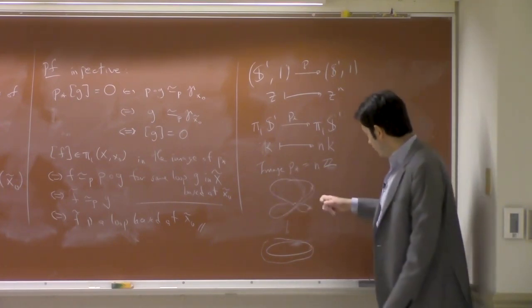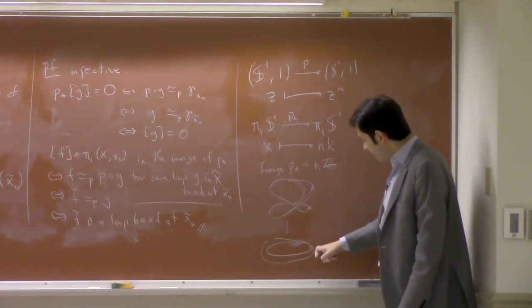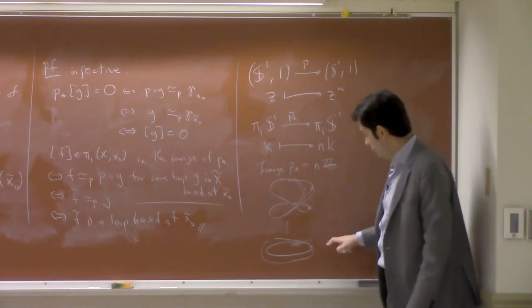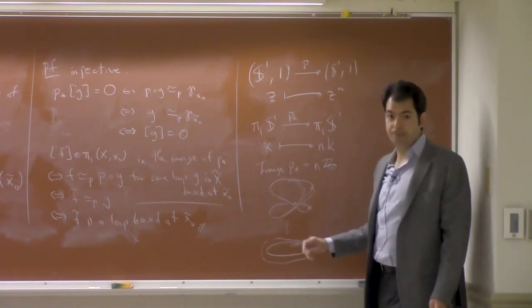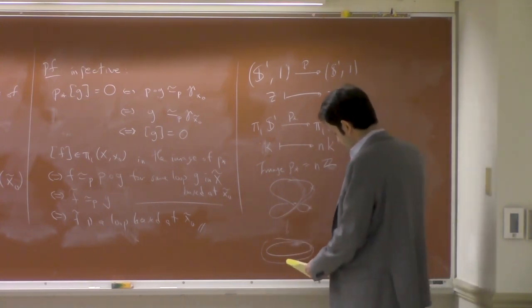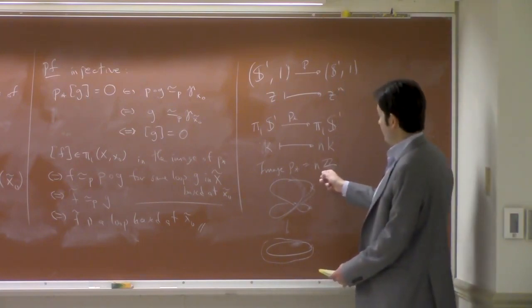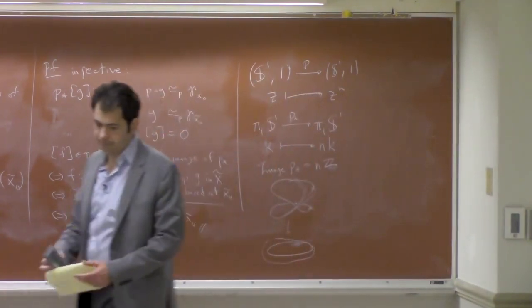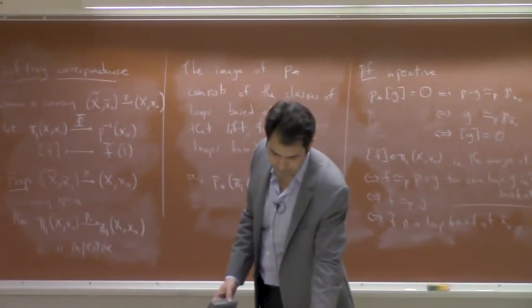So you can see that the loops down here that lift to be loops up here are precisely the ones that go an even number of times around. Right, which is exactly this image. Okay.